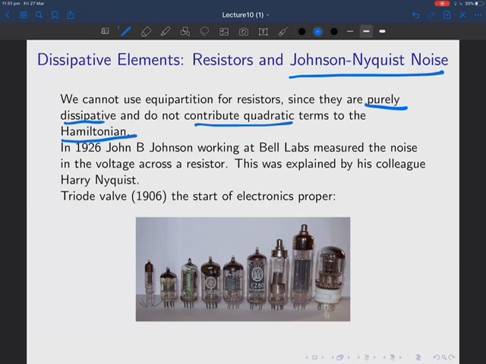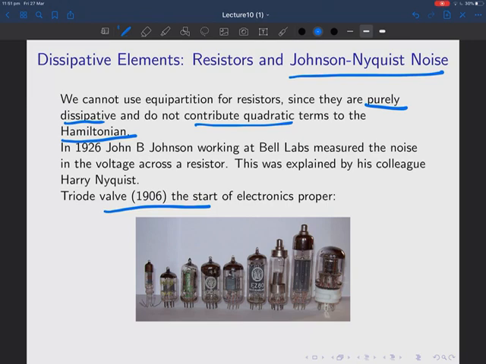Our story begins in some sense with the beginning of the electronic age in 1906, where the electronic valve was invented, and that allows you to amplify signals and switch things electronically, and they were replaced by transistors and later on by integrated circuits, of course.